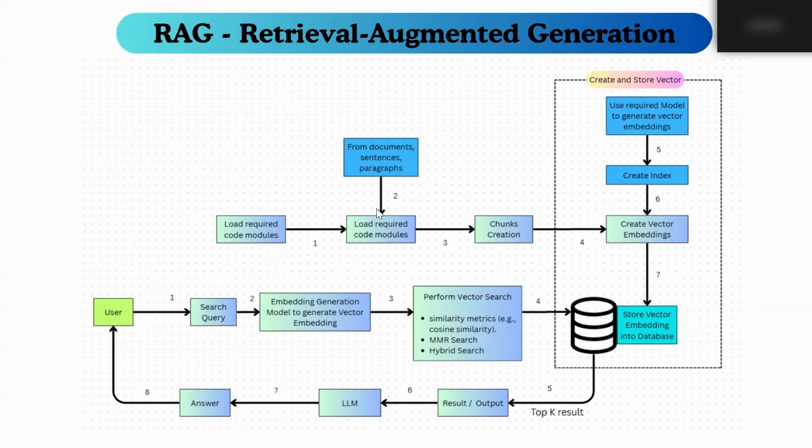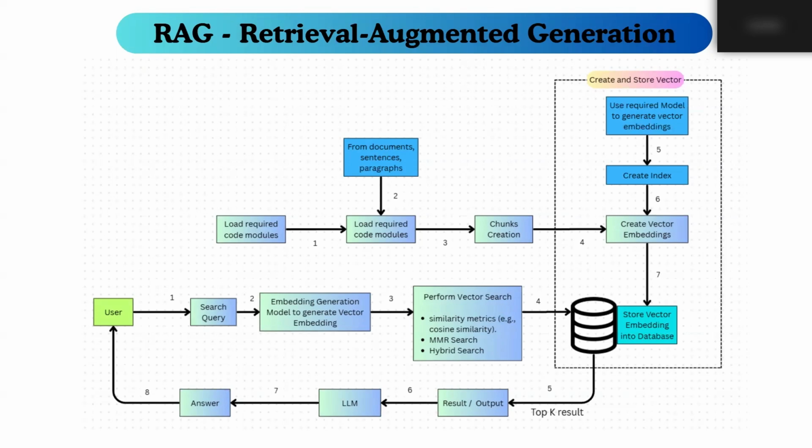Now, step three is to chunk the documents. Chunk means divided into small parts, for example, 500 characters or 300 characters. As we know, large documents are often broken into smaller pieces called chunks. These help the AI process and understand the text more effectively.